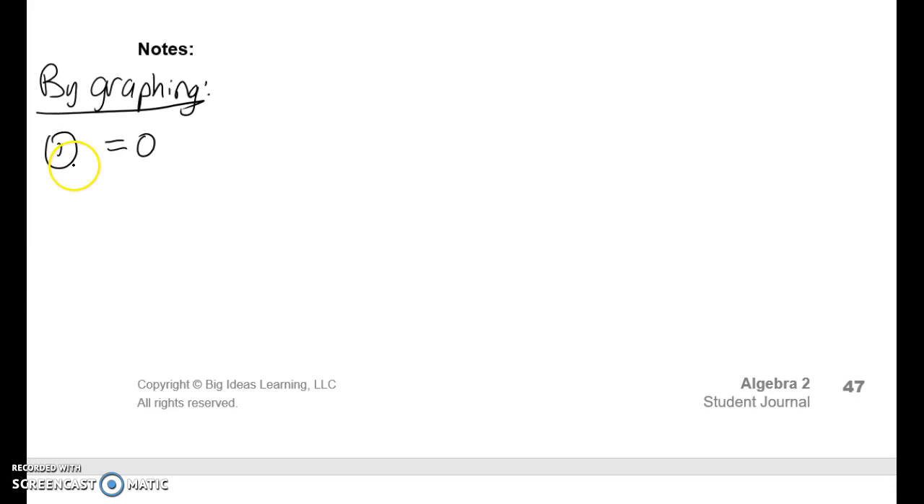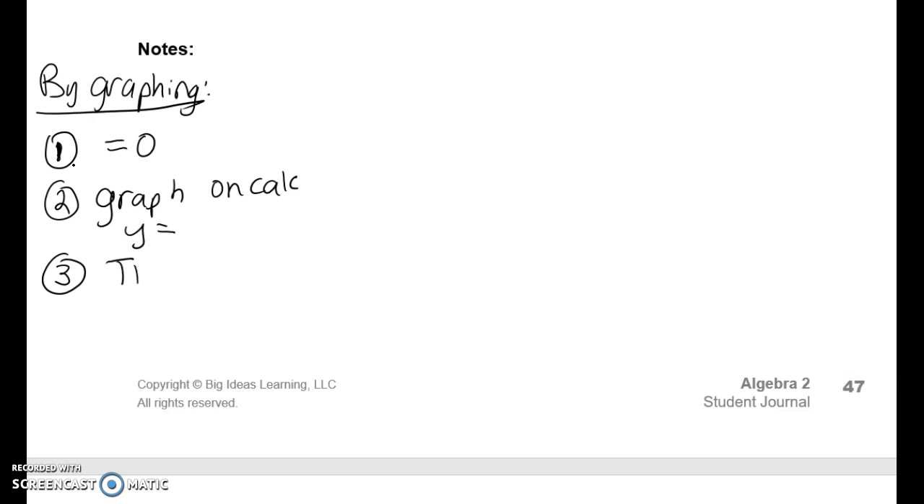The first method, by graphing. Step 1 will be make the equation equal to 0. Step 2, we're going to graph the equation on the calculator or Desmos and type in your equation. Make sure you always use x as your variable. After you have it graphed, you're going to calculate the 0. So on the TI-84 that we use, the buttons that you will press are second, trace, and then you're going to click 0.